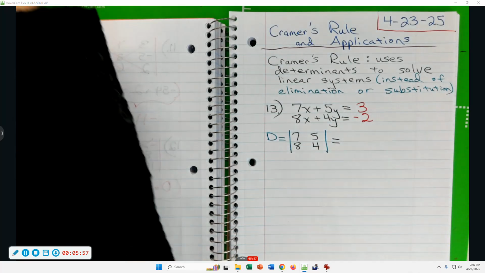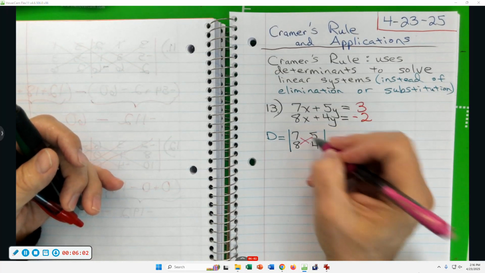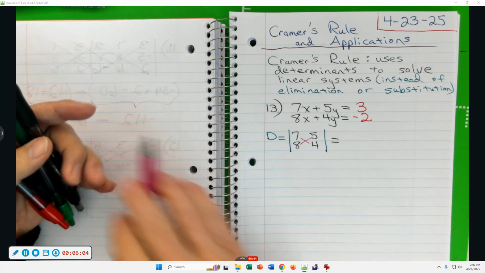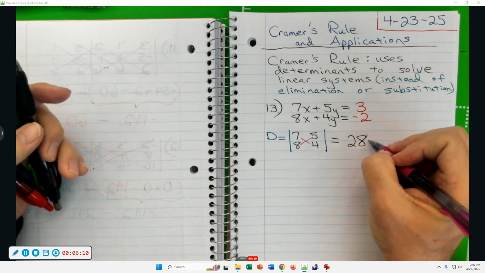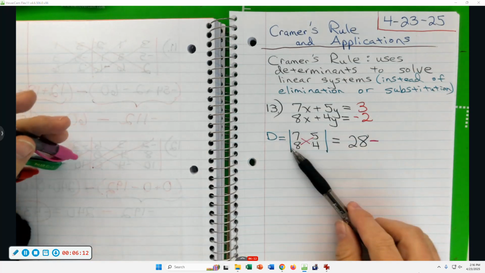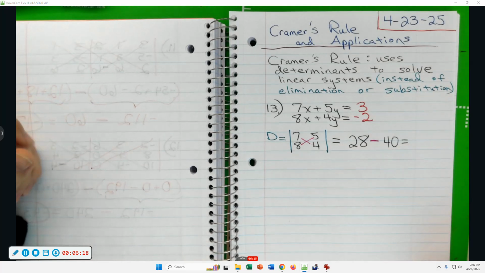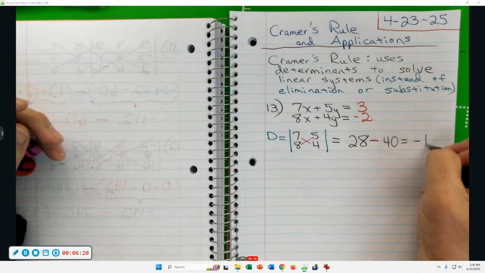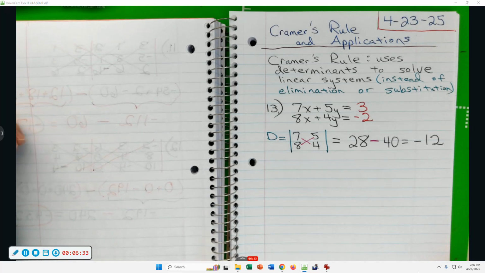Y'all remember finding a 2 by 2 determinant? You multiply minus multiply. 7 times 4, that's 28, minus 5 times 8 is 40, and 28 minus 40 is negative 12. First thing Cramer did was find the determinant of the coefficient matrix. And in this case, it turned out to be negative 12. Any questions up to this point?